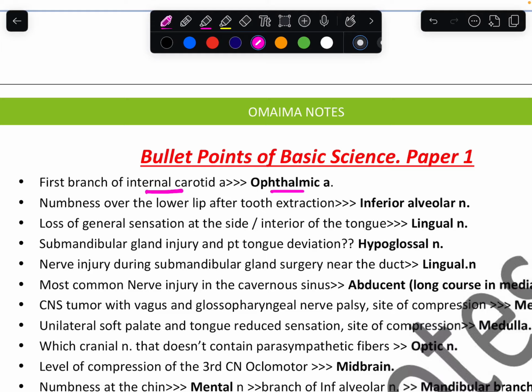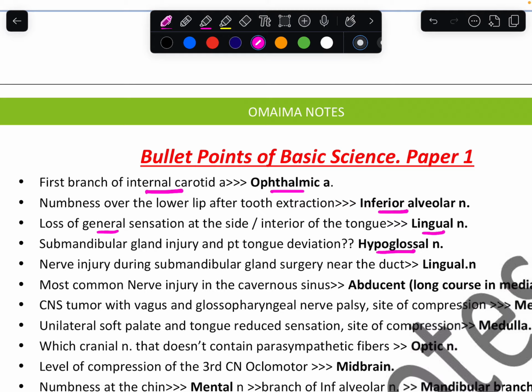Numbness over the lower lip after tooth extraction: inferior alveolar. Loss of sensation, anterior side of the tongue, general sensation: lingual nerve, a branch of the mandibular division of the trigeminal nerve. Submandibular gland injury, patient with tongue deviation: hypoglossal, same side. Hypoglossal nerve, tongue deviation on the ipsilateral side.